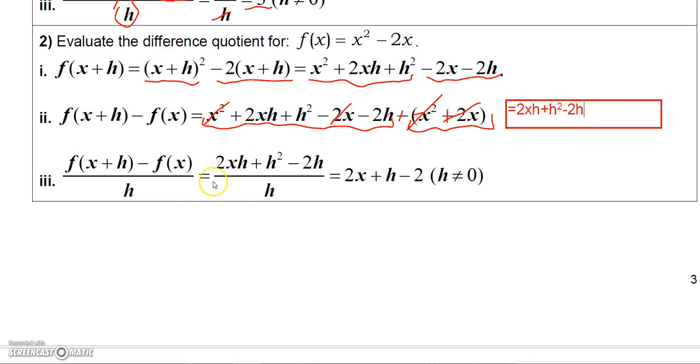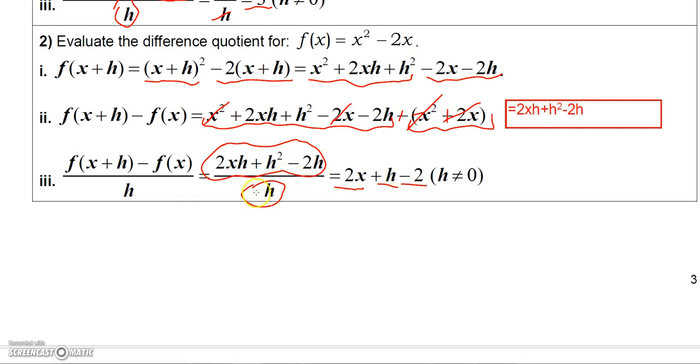Well then, in the next step, you have to take that, make that your numerator, because that's your difference, and then you divide that by h. So really it's just a matter of dividing h into each one of these. So if I take 2xh and divide it by h, I get 2x. If I take the h squared and divide it by h, I get h. And then if I take the minus 2h and divide it by h, I just get minus 2. So my answer is 2x plus h minus 2.